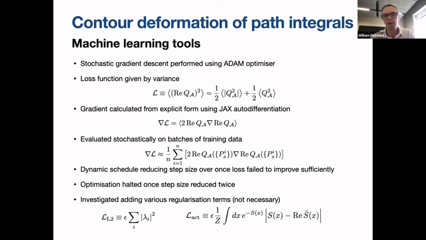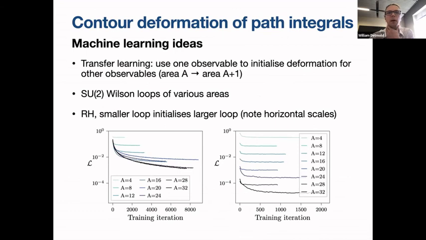We did investigate using additional terms in a regularization, such as an L2 norm, but these really didn't seem to be needed and didn't make it work any better. So one thing that is interesting is that transfer learning is useful here. We can use one observable to initialize the deformation for another observable. So think about taking an area A loop going to an area A+1 loop.